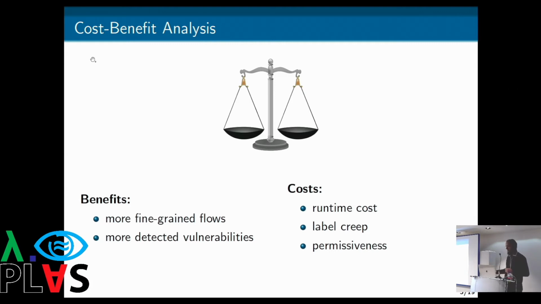But on the cost side, we have an additional runtime cost of considering different implicit flows. We have the well-known problem of label creep. This is a state of the analysis in which everything becomes tainted, basically, and then the usefulness of the analysis becomes limited.